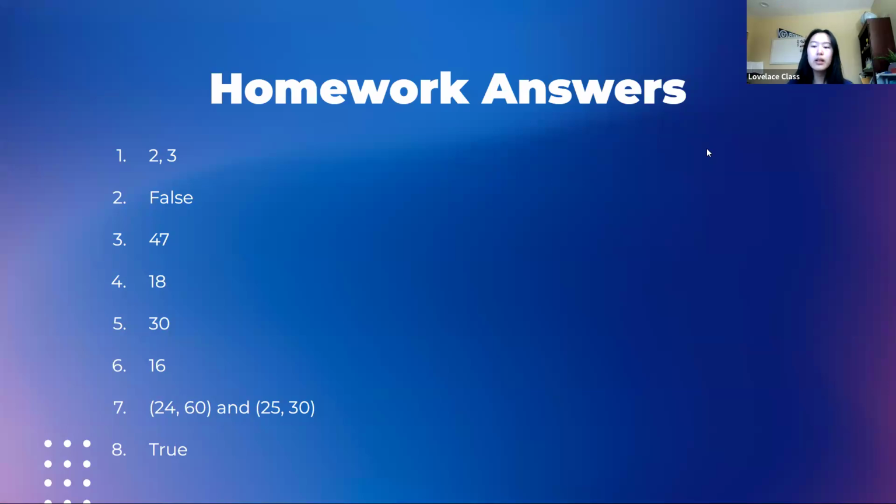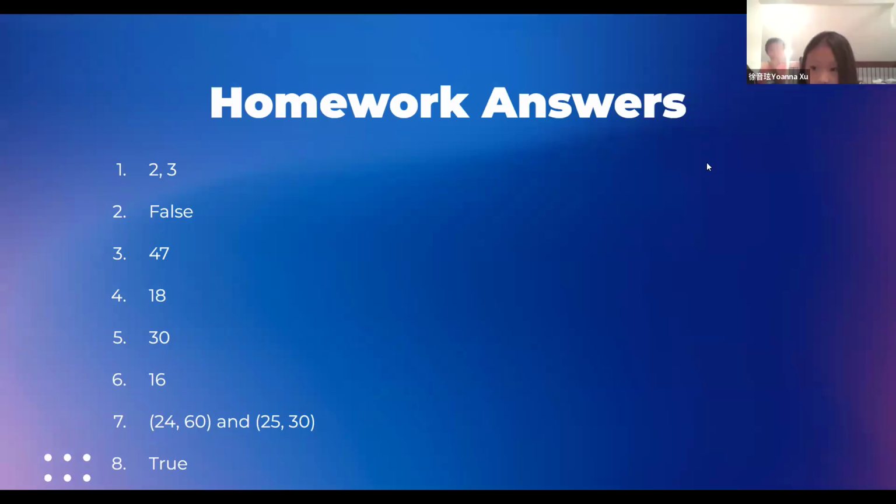I know a couple people have already asked me to go over certain questions, so I will be. But for anyone who's done the homework and wants to check their answers, these are the flat out answers. Some of them ask to explain, and for the questions that ask to explain, I'll explain it. But this is for anyone who just wants to check what the homework answers are.